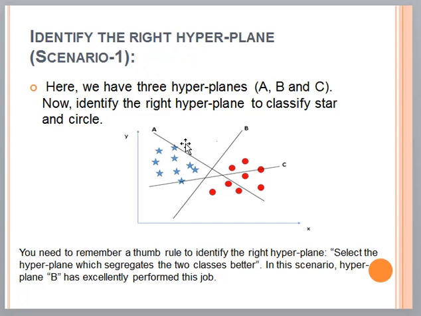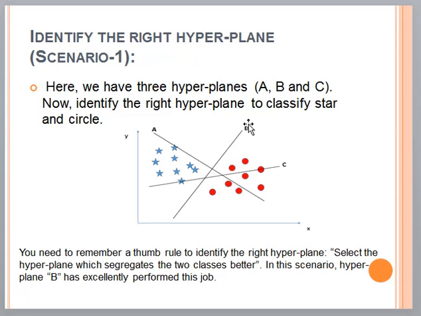Here in this figure you can see that we have three different hyperplanes, which are A, B and C. Now we want to identify the right hyperplane to classify star and circle, because we have two different sets of data here. We have some stars here, we have some circles here, and I want a hyperplane which can successfully classify these two sets of data. So you can see that this hyperplane A is not separating the two sets of data, right? Similarly, this hyperplane C is also not able to successfully classify the two sets of data.